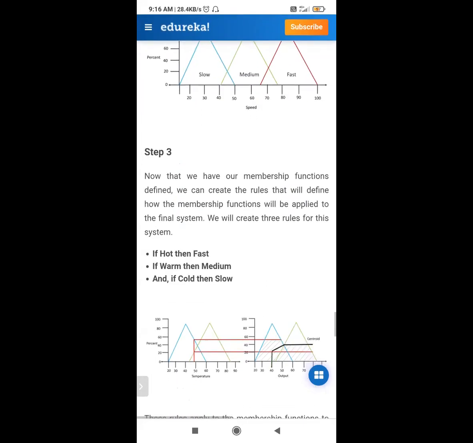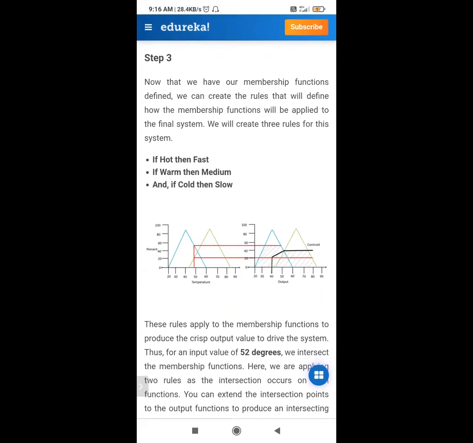Okay. Next, step number 3. Now we have to define the rules. We can create the rules that will define how the membership functions will be applied to the final system. Now let us create three rules. If it is hot, then the fan is to be moved fast. Next, if it is warm, then medium speed. And if it is cold, then slow speed.